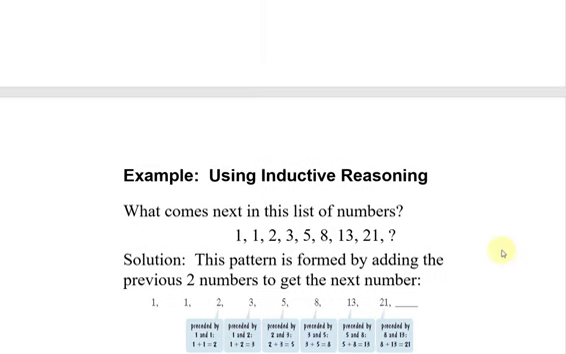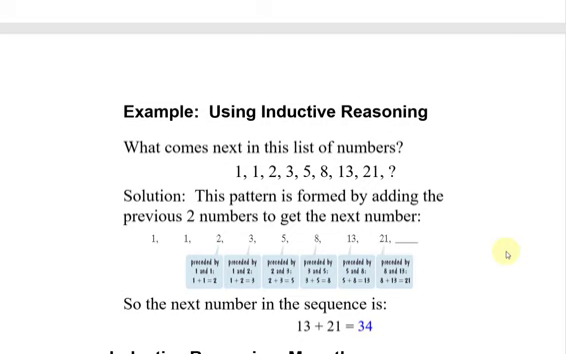Now, we can have another example using the inductive reasoning. What comes next in this list of numbers? 1, 1, 2, 3, 5, 8, 13, and 21. This pattern is formed by adding the previous two numbers to get to the next value.